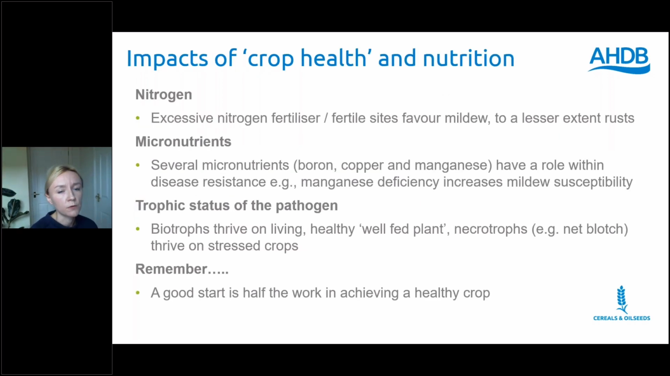And then I think this is an important one to spend some time on. There's a lot of conversation at the moment around balanced nutrition, and the idea that a healthy crop equals a more disease-resistant crop. It's a very complicated and nuanced situation, and it's difficult to have a concrete debate around it. But there are a number of things we do know about different pathogens and the management strategies for each of those types. The first thing we know is that excess nitrogen, especially where you have fertile sites, favours mildew and, to a lesser extent, rust.